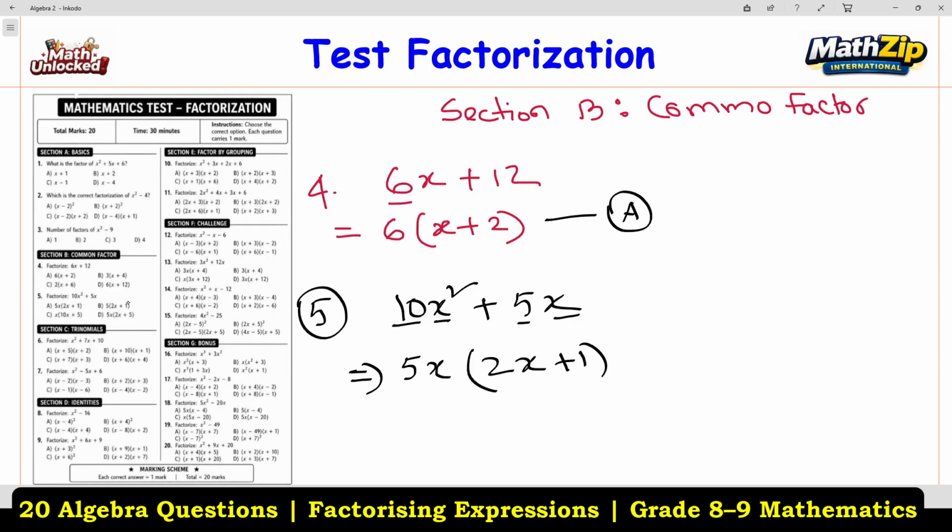So which one is similar? 5x times (2x + 1), this one is also option A. A is our right answer. So for 4 it is A and for 5 also A. Section B done.